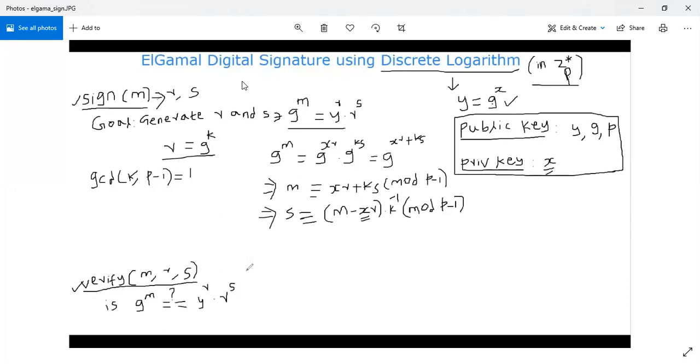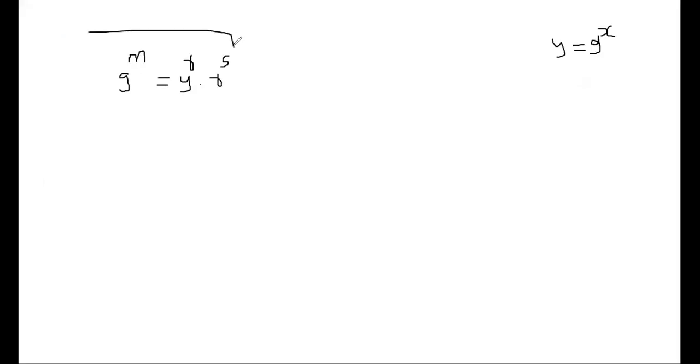So I want to take it in two steps. First step is that we know that g^m has to be equal to y^r times r^s for (r, s) to be considered a valid signature for a message m. So the question now is, can an attacker who doesn't have the private key x, remember, the private key x is needed to sign the message, s is made of x, construct a message and (r, s) without having the private value x? That's the question.